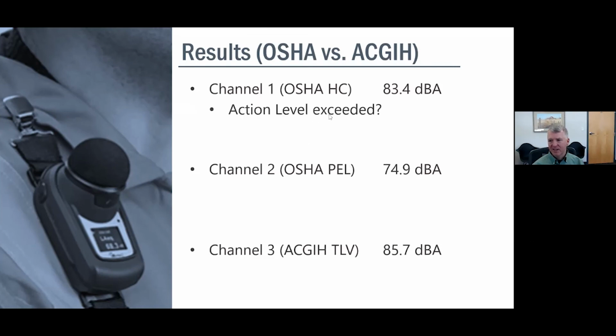So was the action level exceeded for this employee? Well, it's kind of a trick question, because you have to know: did my employees work an 8, 12, or 10-hour shift? If they worked an 8-hour shift, no, because that's below 85. If they worked a 10-hour shift, they equaled it, and since the standard says at or above, they're at it for a 10-hour shift. And for a 12-hour shift, they're over. The OSHA PAL, obviously way below 90 decibels, so nothing to worry about there. But the TLV, yes, it's over the limit there.